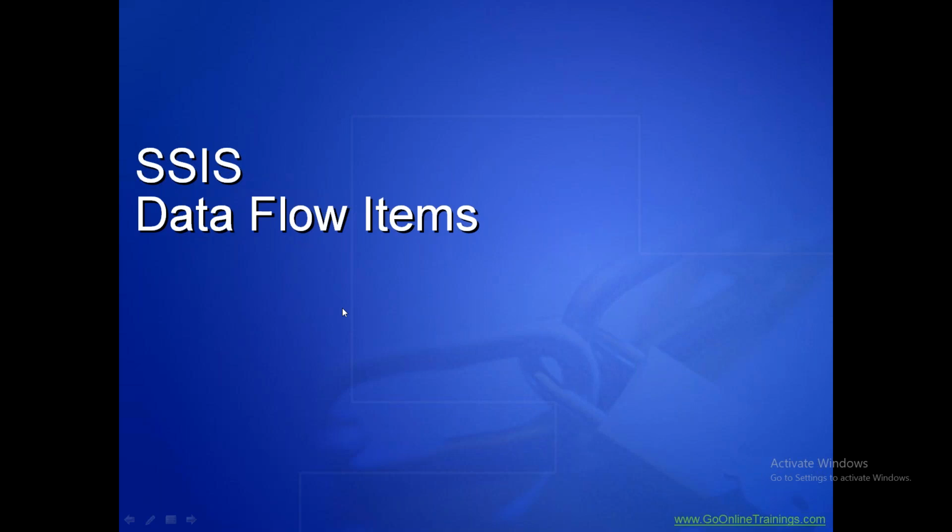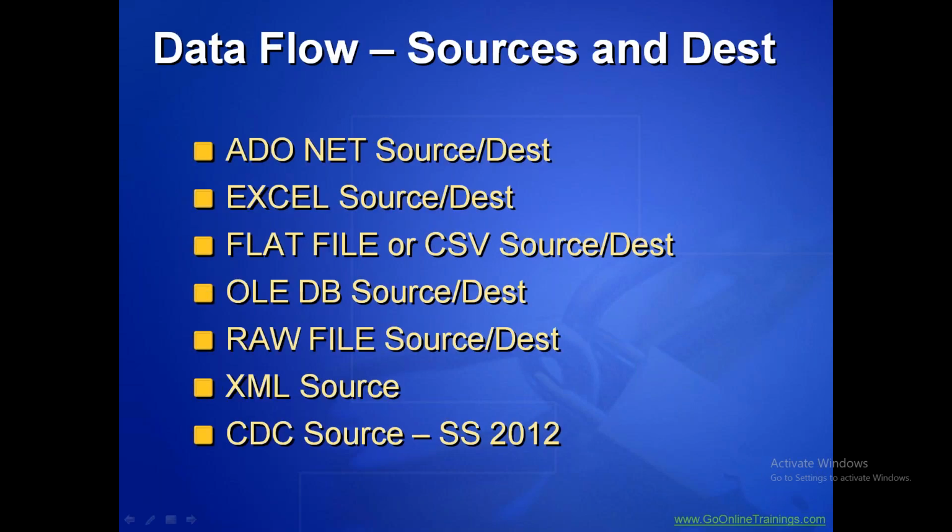Now, let me discuss this. Data flow sources and destinations. We have ADO.NET source and destination. We have Excel source and destination. We have a flat file source, also called a CSV source, or destinations. We have OLEDB source and destinations. We have raw file sources and destinations. We have XML source, but you cannot store into an XML destination. That is not there.